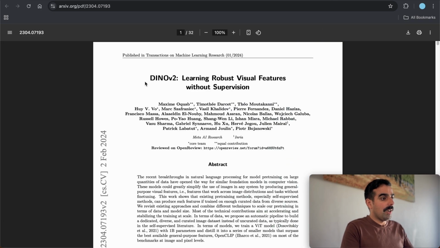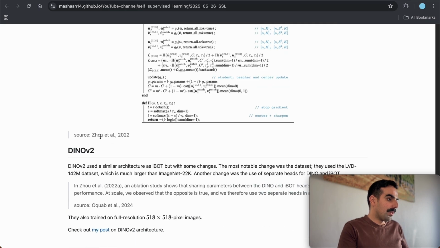For DINOv2, I already posted a video on the DINOv2 architecture. I went through the ViT architecture all the way to DINO loss and iBOT loss. So I'm not going to talk about it, but just to link it with what we talked about earlier. In DINOv2, they use a similar architecture to iBOT, but they used a larger dataset, and also they separated the head for DINO and iBOT. Also, they trained on full resolution.